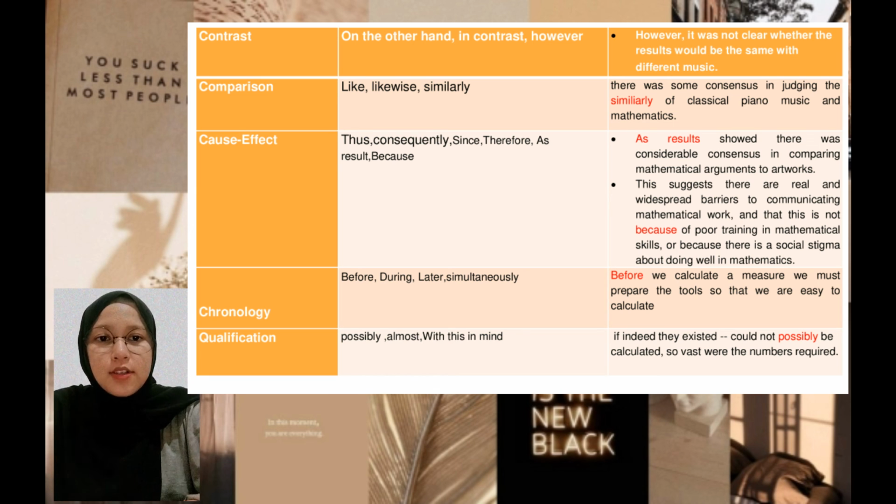The eighth, chronology. The example, before we calculate a measure, we must prepare the tools so that it is easy to calculate. Before is a part of the example word of chronology transition. And the last, qualification. The example, if indeed the axis could not possibly be calculated so fast were the numbers required. Possibly is a part of the example word of qualification transition.